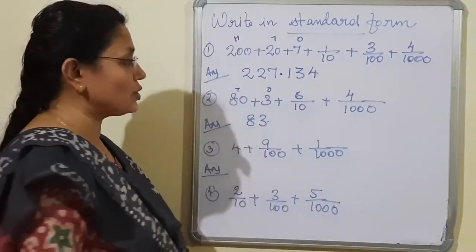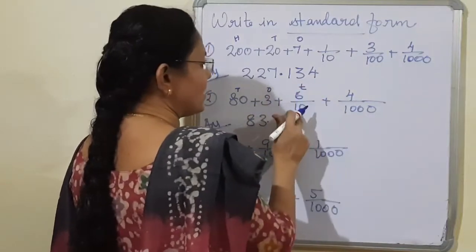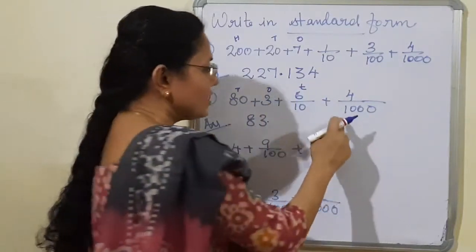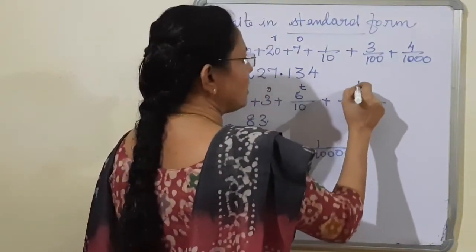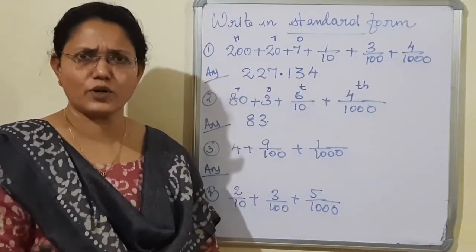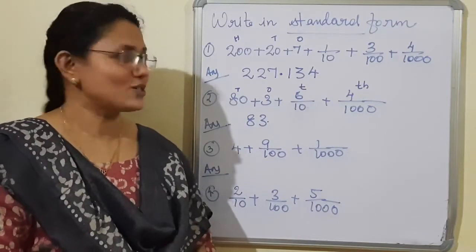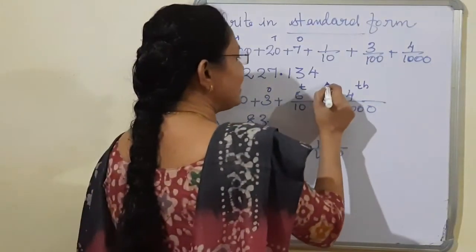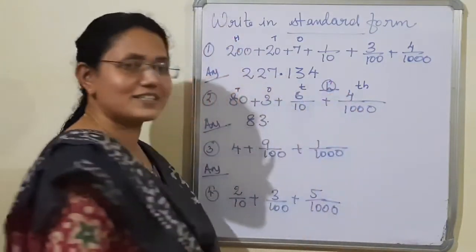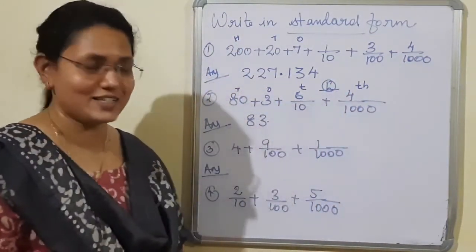Next we have to check whether the places are given or not. This is 10th because the denominator is 10. Here the denominator is 1000, therefore 1000th place is also given. Here all the places are given or not? No. Here 100th place is not given, so we should write here 0. In between these two places we should write 0.